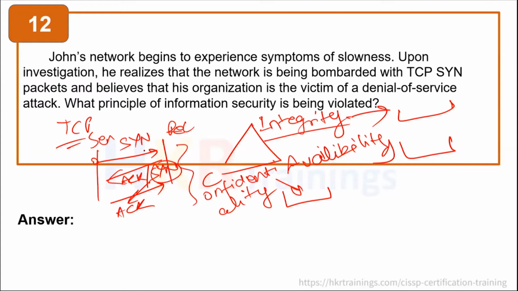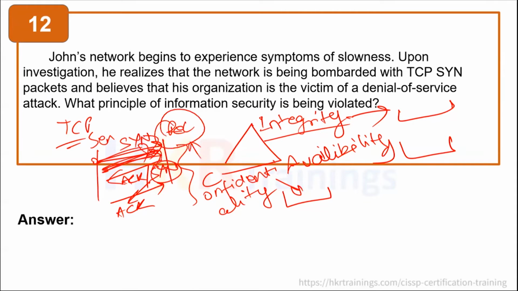The sender sends a SYN packet to the receiver. The receiver acknowledges receiving that SYN packet and sends its SYN. And then finally, the sender acknowledges the SYN of the receiver. And hence your three-way handshake completes. So in this case, too many SYNs are being received by the receiver, which is overwhelming the receiver, which is basically a DOS, denial of service.